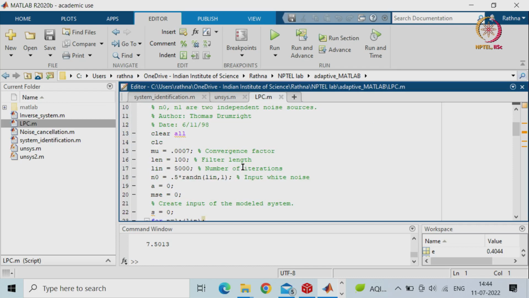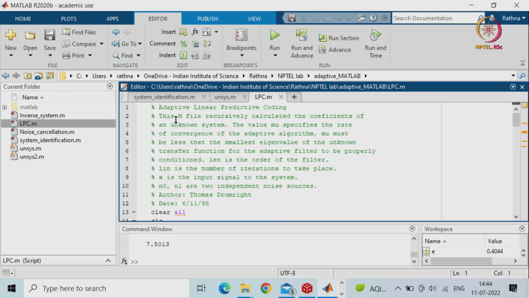You will be seeing that for the prediction, the convergence rate is very small, the filter length chosen is 100 in this case, and the number of iterations, as you can see, has gone up to 5000. So, you will be seeing that the number of iterations chosen varies from one application to the other, and it is increasing because it takes more time to predict. That is what it says. This is the linear predictive coding.